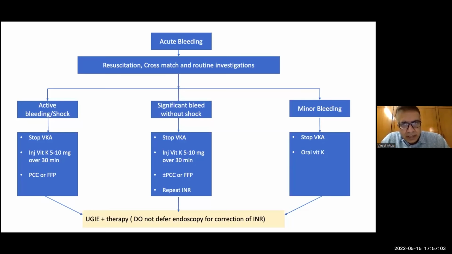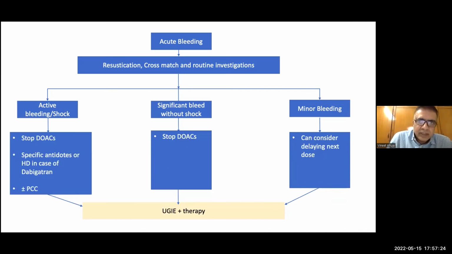So, acute bleeding: resuscitation. If the patient is in shock, stop warfarin, give injection vitamin K or PCC, and subsequently go in for upper GI therapy. Significant bleed without shock: stop warfarin, give injection vitamin K, continue over 3 months, and subsequently repeat INR and go in. Minor bleed: you don't need to give anything except oral vitamin K.